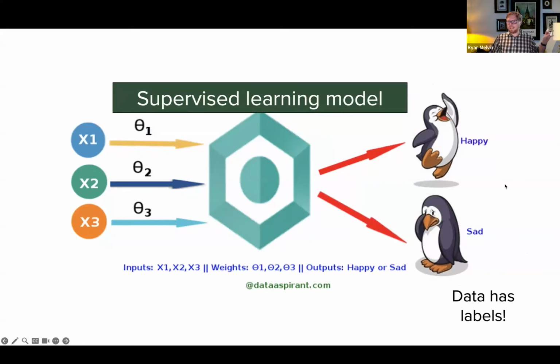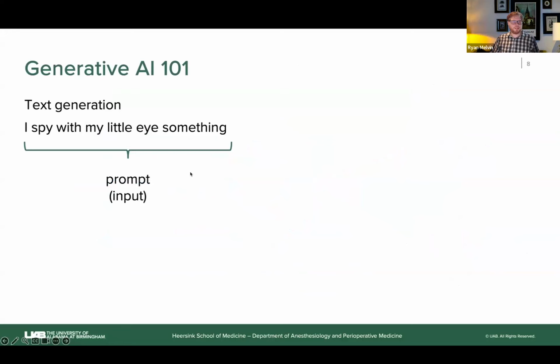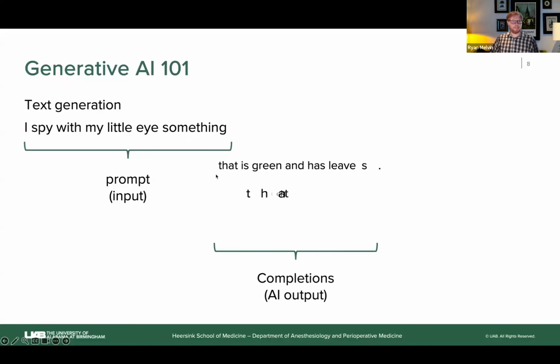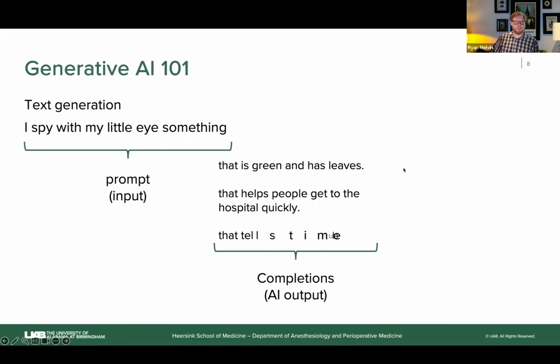The reason I bring that up is it's actually closely connected to what generative AI is doing. So if you imagine generative AI in the form of text generation, like with large language models, ChatGPT is an example of that. And if you gave an input that was, I spy with my little eye something, it will then suggest outputs, such as that is green and has leaves, or that helps people get to the hospital quickly, or that tells me time but doesn't tick. This is at its core a form of supervised learning.